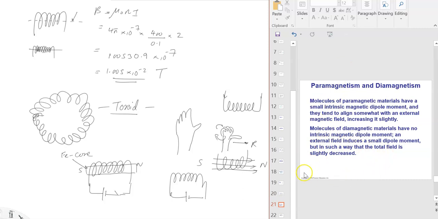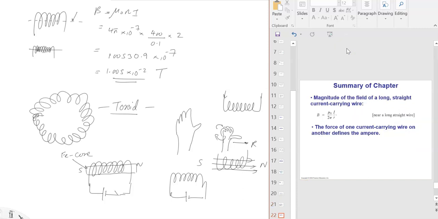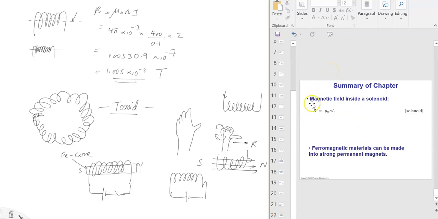I'll leave the slide for you to read. Okay, here's the summary of what we discussed. This is for a straight single wire, a solenoid, and that's it. All right, thanks.